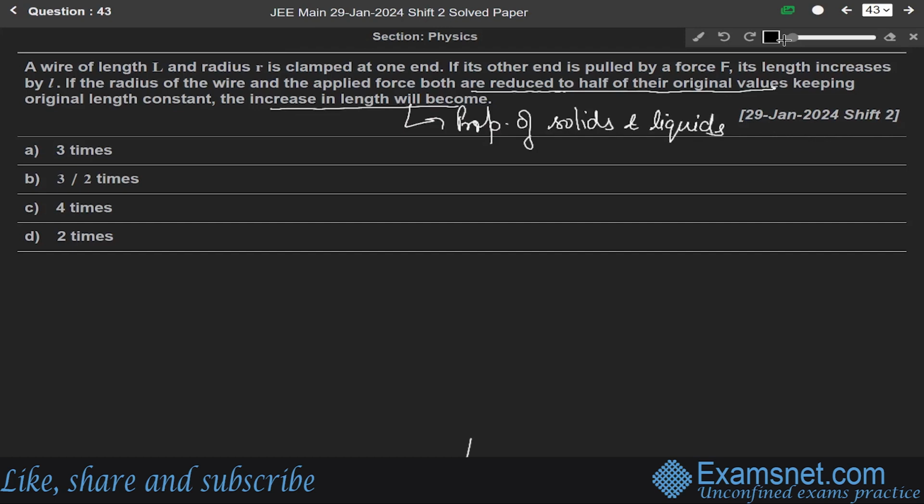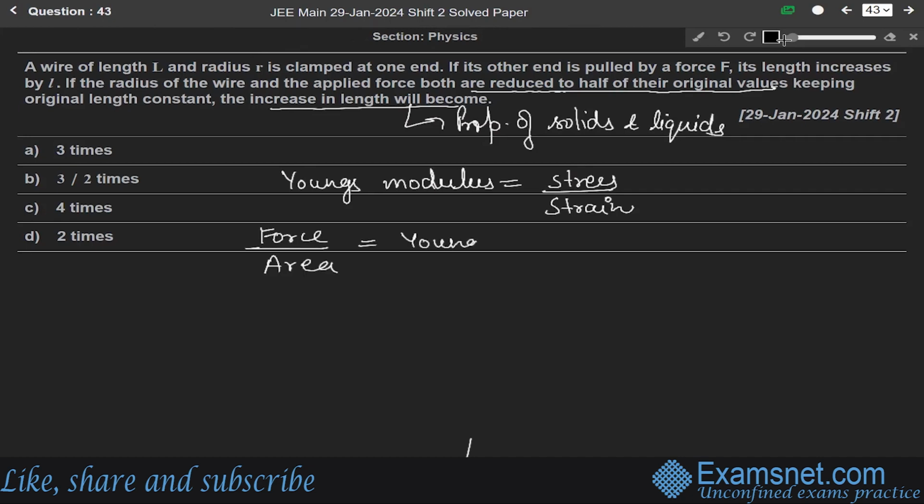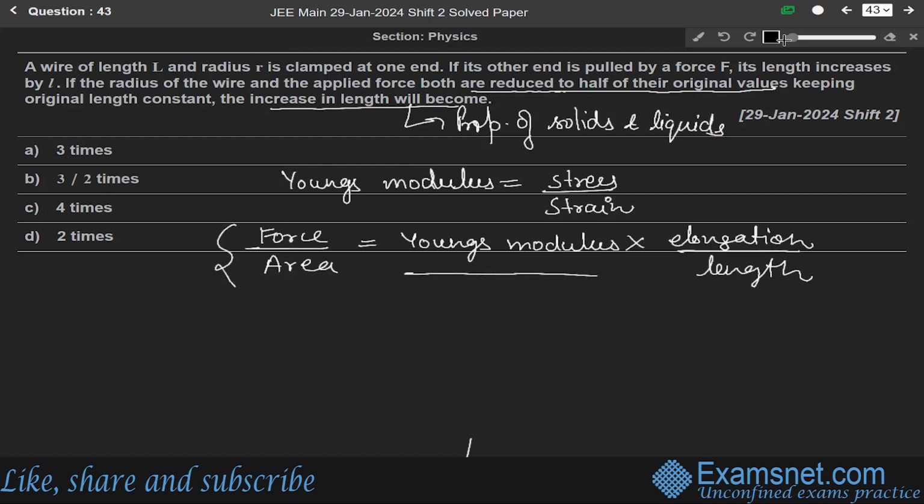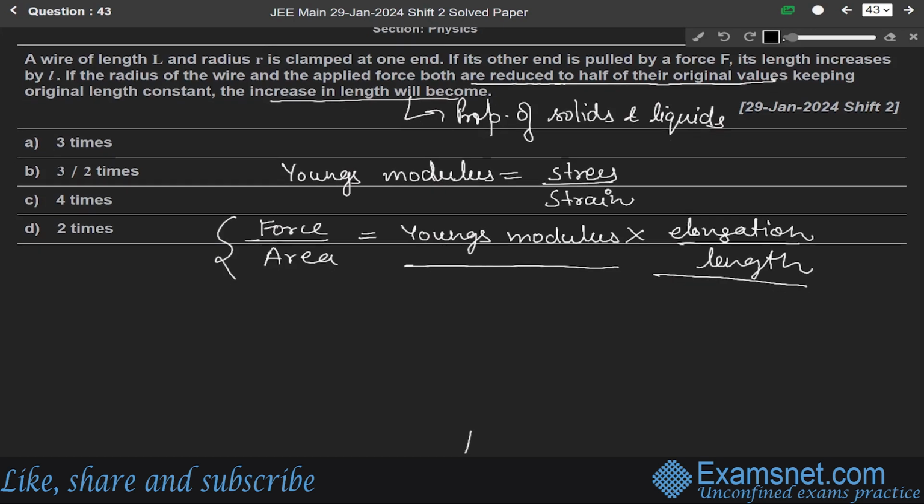Okay. Since we know that the Young's modulus is equal to what? Stress over strain. This is a very basic formula. Okay. And we know that force over area is what? Young's modulus into elongation over the length. This is direct from the theory part, that force upon area is equal to Young's modulus into elongation over length. Okay.